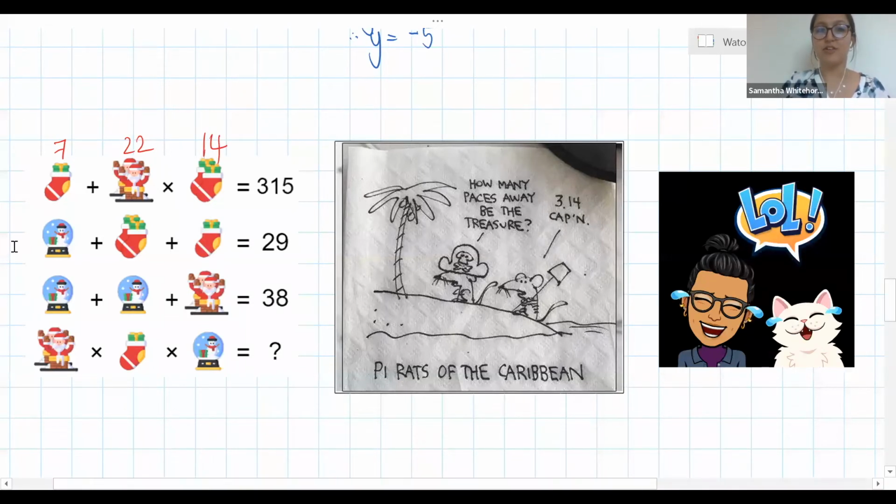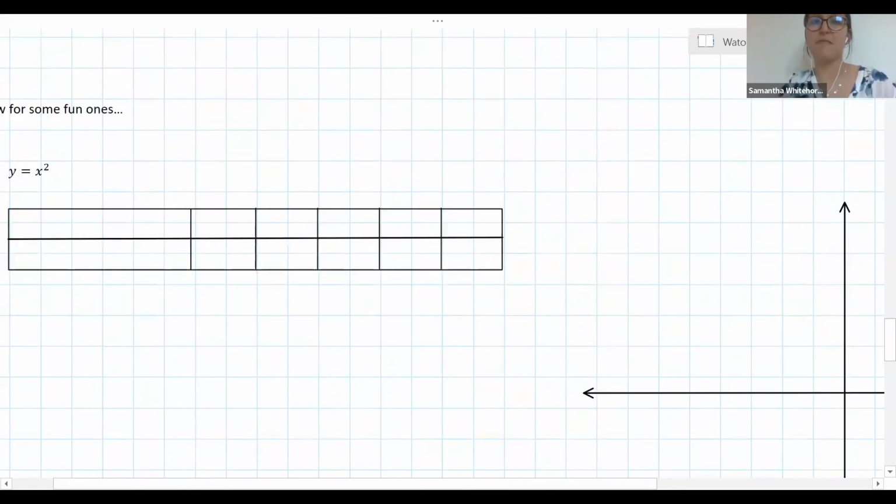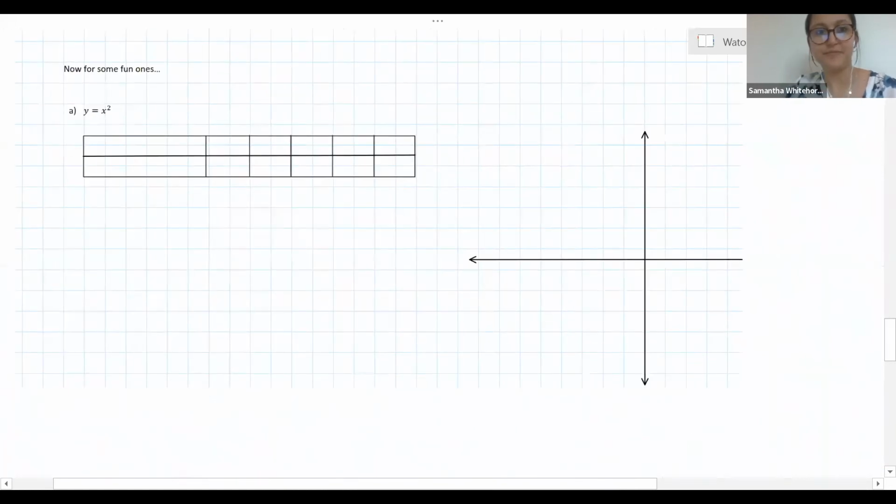See if this now helps you get to your final answer. It should. Alrighty. I'm going to give you 2 more seconds to take a screenshot if you want. Now that we've got some values, let's have a look at some fun graphs here.